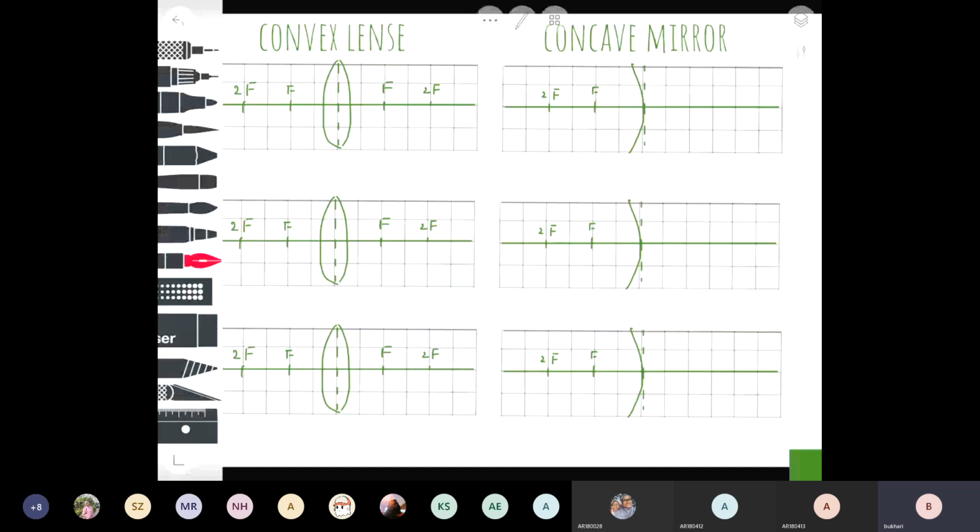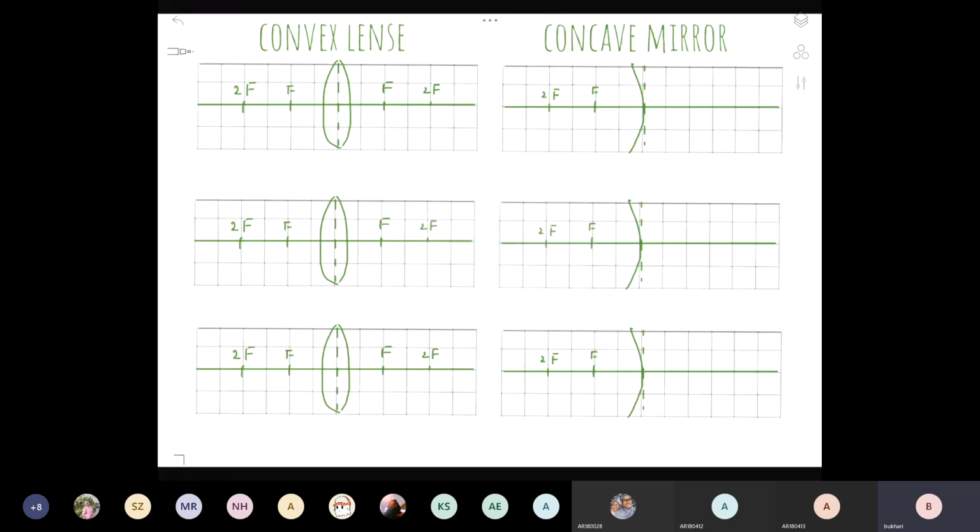Now, we have learned convex lens last week. I hope you still remember. Now we are going to compare convex lens and concave mirror. We need to compare because many students confuse this. So that's why I need to do it one more time, so that you can compare between the two devices we have here, convex lens and concave mirror.